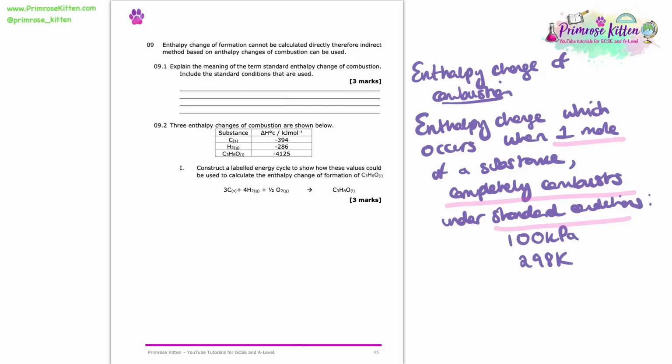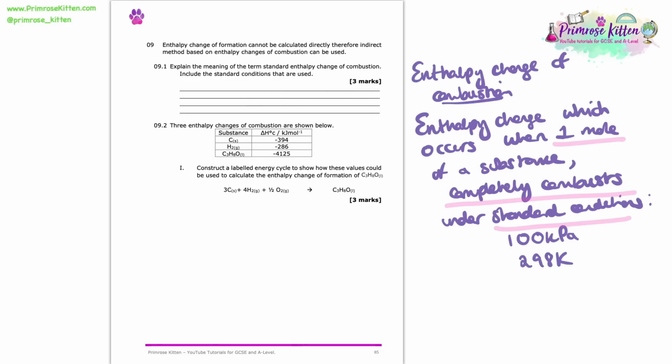So the standard pressure is 100 kilopascals, or we could say 1 atmosphere, or 101 kilopascals. And the standard temperature is 298 Kelvin, or you could also write 25 degrees C. Just make sure that you include your units. That's great. So that is our definition. If you don't have that memorised, then I would suggest that you start repeating it, quizzing yourself on it and getting it stuck in your head.